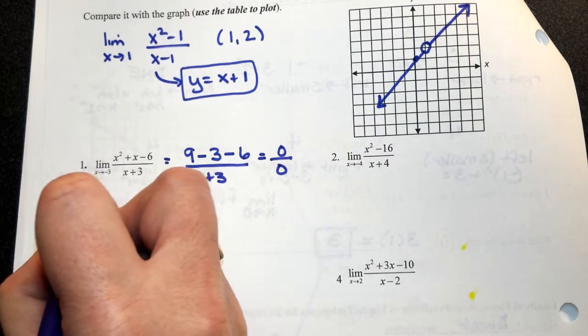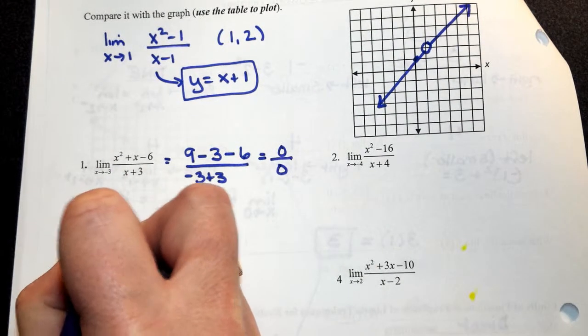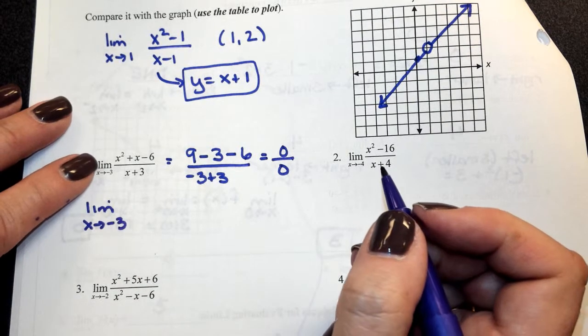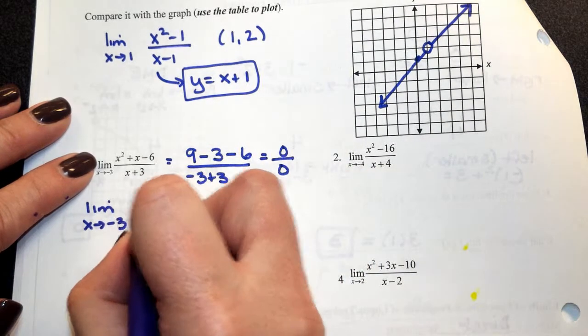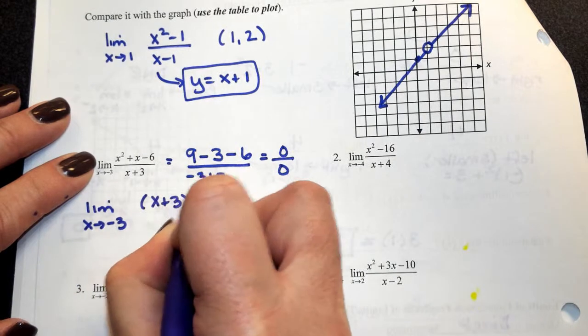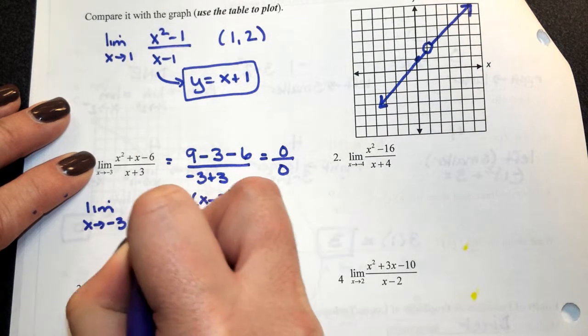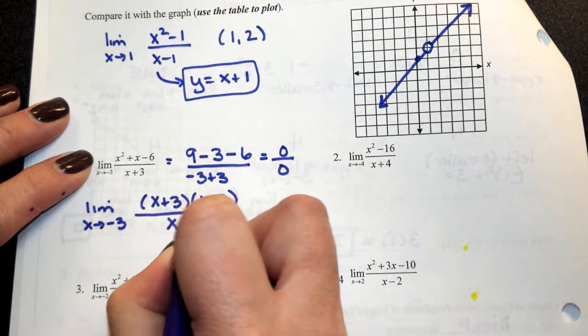What I now want to try and do is factor. So how do I factor x squared plus x minus 6? That's going to factor into x plus 3 times x minus 2, over x plus 3.